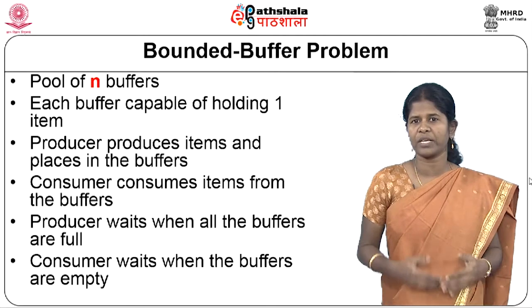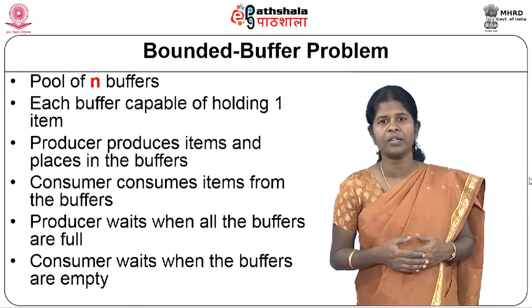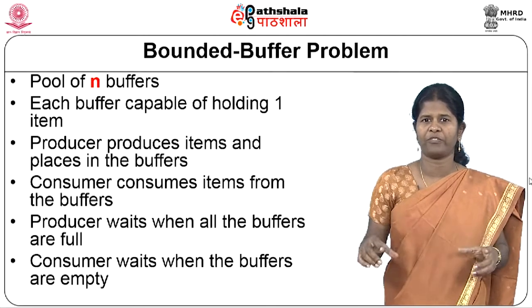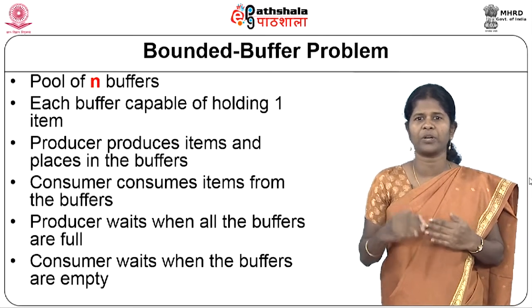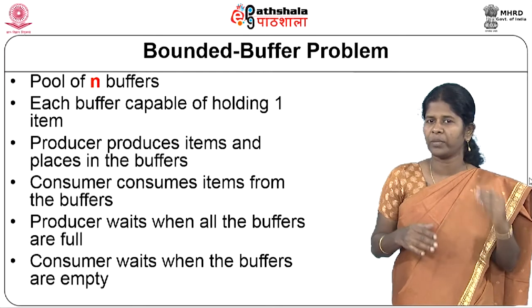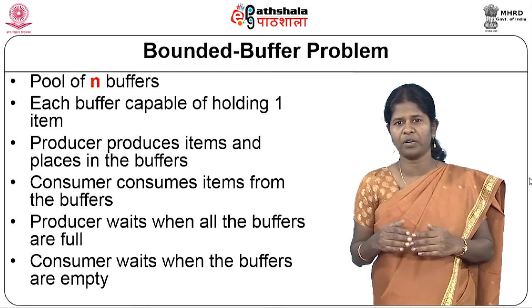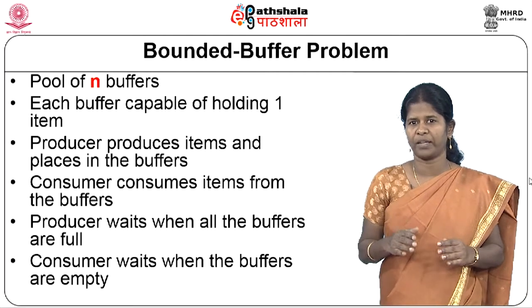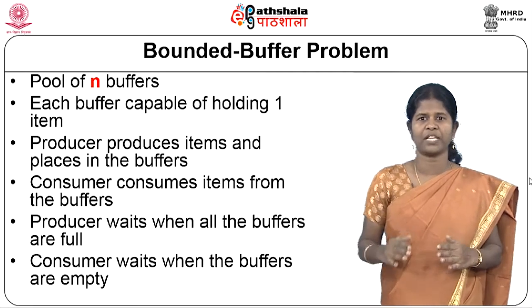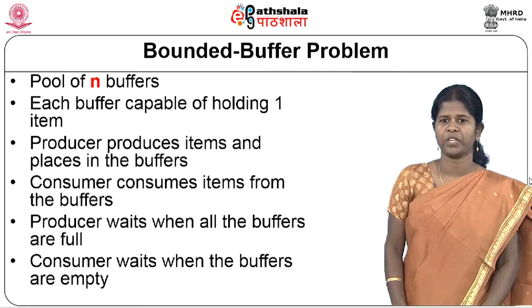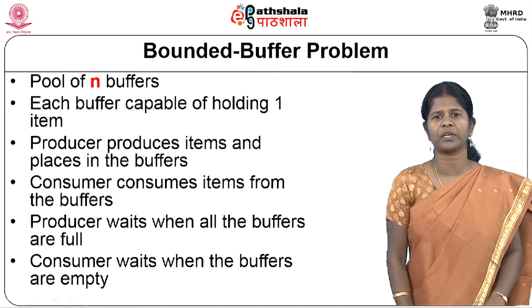So, why is synchronization needed in this kind of situation? You have a common buffer which should not be accessed at the same time by the producer as well as the consumer. When the producer is placing an item in the buffer, that should be done atomically. Very similarly, when the consumer is consuming an item from the buffer, that also has to be done atomically. So, how is this done?